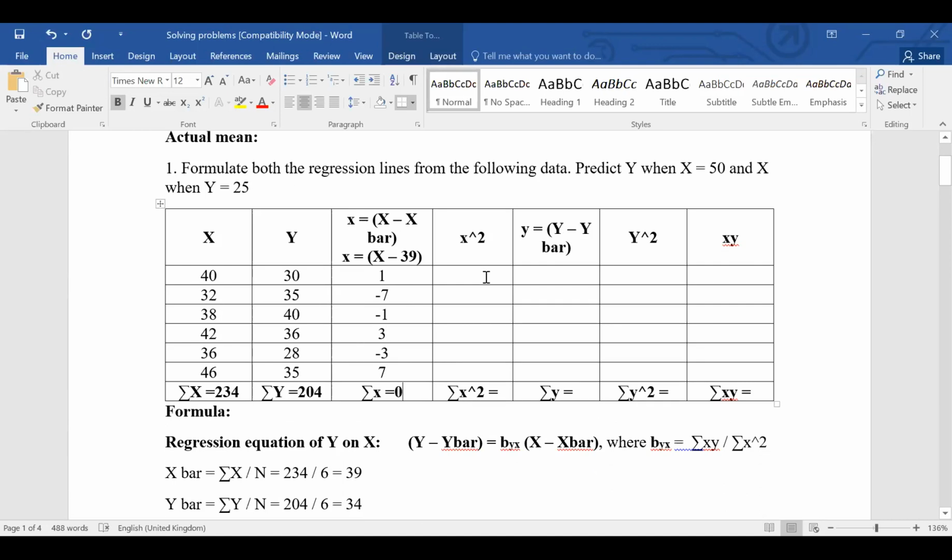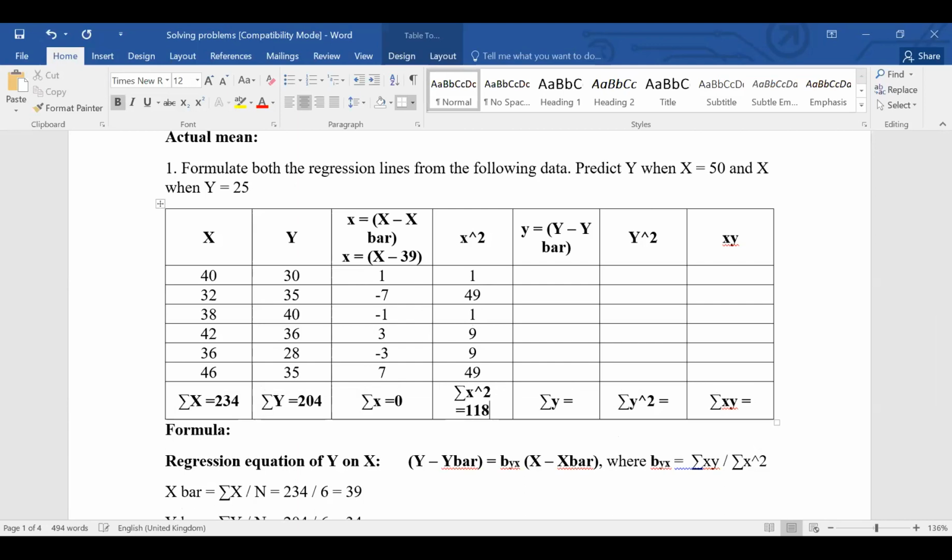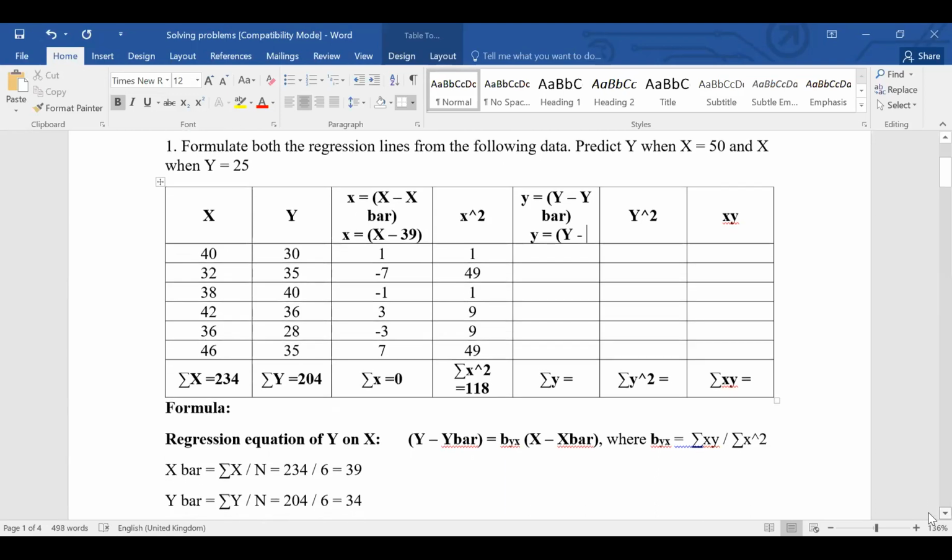Okay. And x square. X square means we need to square this. 1, 49, 1, 9, 9, 49. Okay. Now, what is the summation? 118, right? Okay. And then next, y equal to y minus y bar. So what is y here? Y equal to y minus, what is the y bar value? 34.